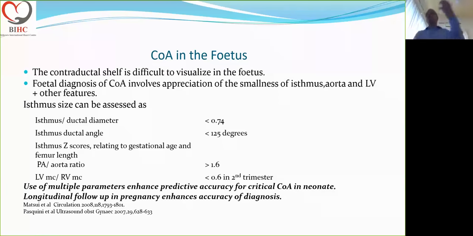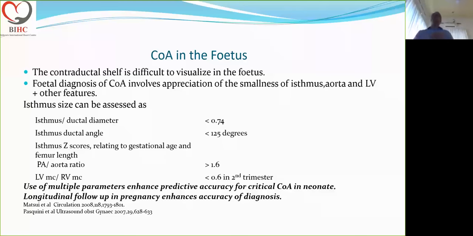The smallness of the arch can be quantified in the fetus by relating the isthmus to the ductal diameter. If the isthmus is less than 3/4 of the ductal diameter, it is abnormal, it is small. And a small isthmus makes the angle at which it joins the ductus rather acute. And you also have Z scores for the isthmus, which you can relate to the gestational age or the femur length.